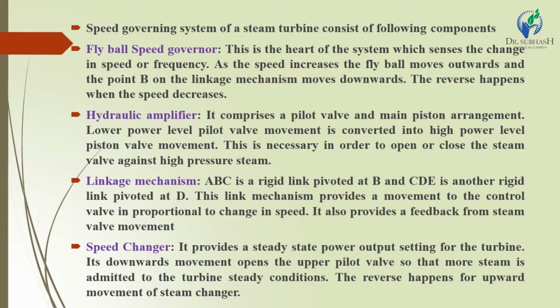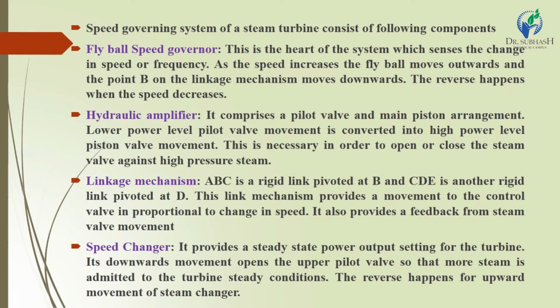The next component is the hydraulic amplifier. It amplifies the pilot valve movement and maintains the piston arrangement. The low power level pilot valve movement is converted into a high power level piston valve movement. This is necessary in order to open or close the steam valve against the high pressure steam. The next is the linkage mechanism. ABC is a rigid link provided at point B to CDE, another rigid link with a pivot at D. This link mechanism provides movement of the control valve proportional to the change in speed. It also provides the feedback from the steam valve movement.